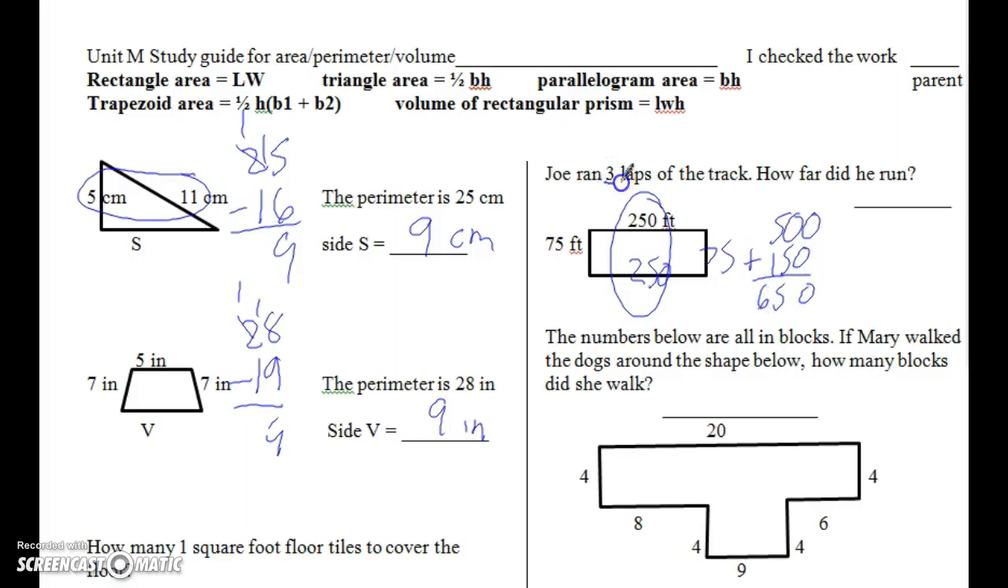Don't stop there though, because it says he did 3 laps. So now I'm going to take the 650 times 3, and I'm going to get an answer of 1,950 feet.